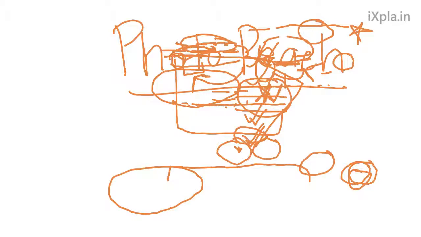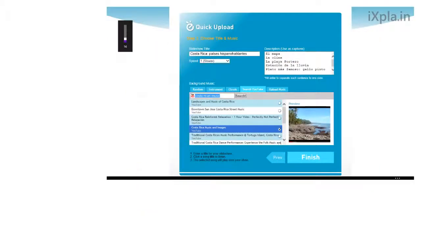Oops, sorry. There's all my notations. Okay, so you can see I've written the slideshow title right here, Costa Rica, países hispanohablantes, and my captions are featured here. So next we can adjust the speed. If you click on this down arrow, it'll come up with a drop-down menu, and you can make the pictures change faster, slower, however you'd like them to appear. So I selected slower so that the students could really get a good look at each individual photo.